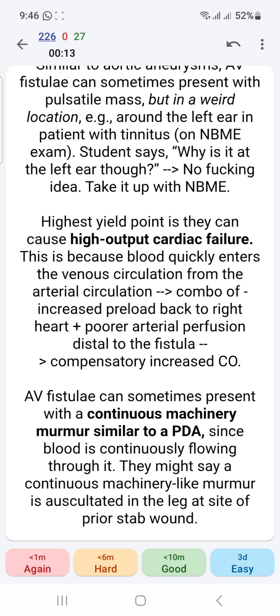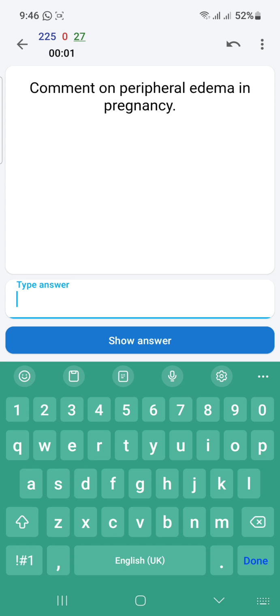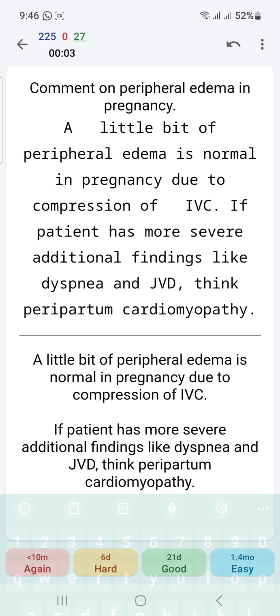They might say a continuous machinery-like murmur is auscultated in the leg at the site of prior stab wound. Easy. Comment on peripheral edema in pregnancy.